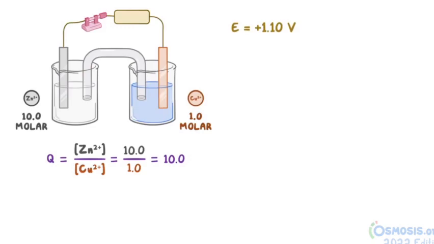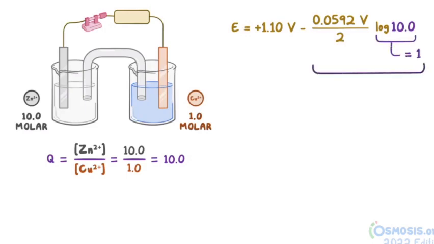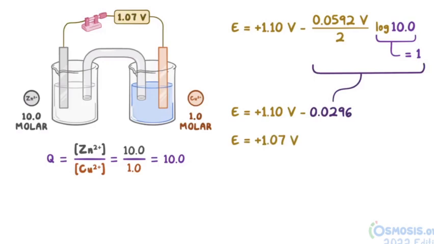From this number, we next subtract the 0.0592 divided by N, times the log of Q. N is still 2. But now the reaction quotient is 10. The log of 10 gives us a positive number, which we multiply by 0.0592 divided by 2. Then we subtract this number from 1.10 in order to give an instantaneous voltage of positive 1.07 volts.